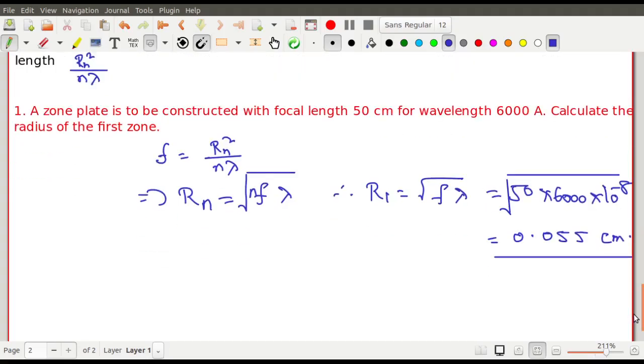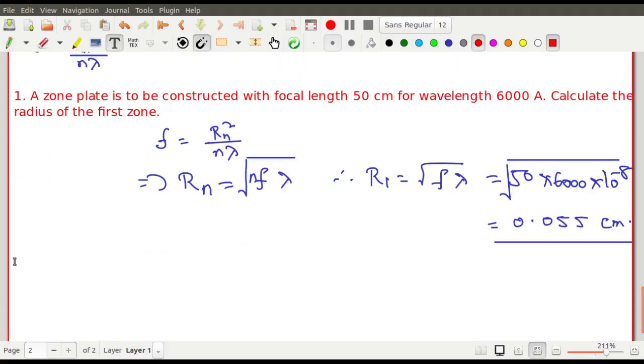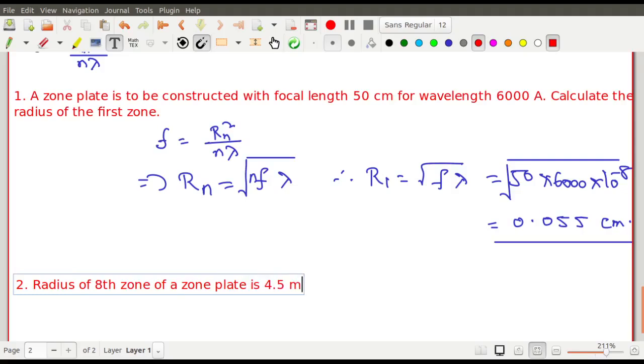Let me show you another problem very quickly. These problems are actually set in different examinations. The radius of the 8th zone of a zone plate is 4.5 millimeter. Find the focal length of the plate.